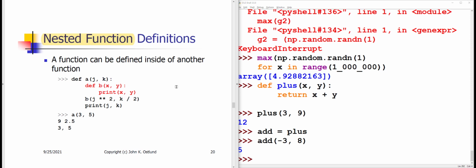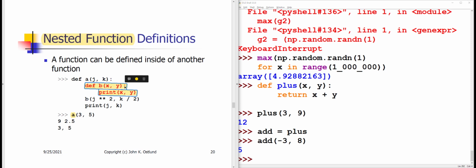Okay. In Python, you can do what are called nested function definitions. That is, you can define a function inside of another function definition. Here I have a function b being defined as part of the definition of function a. So when I call a, passing in these two arguments, 3 and 5, j gets 3, k gets 5. I'm then defining this nested function called b, and I'm calling b with j squared, 3 squared is 9, and k over 2, that's 2.5. And printing out the results of j and k after b returns.